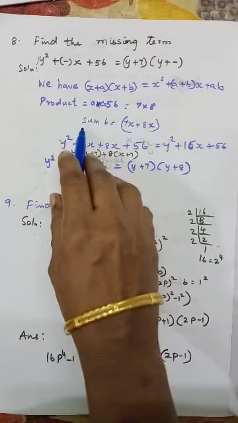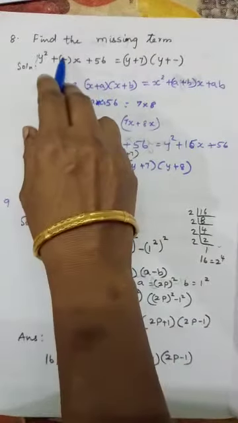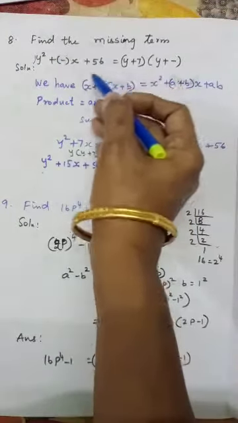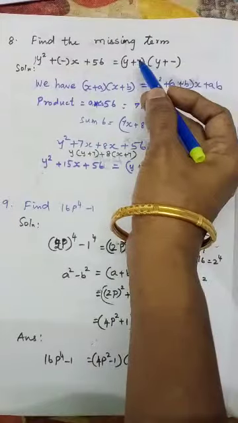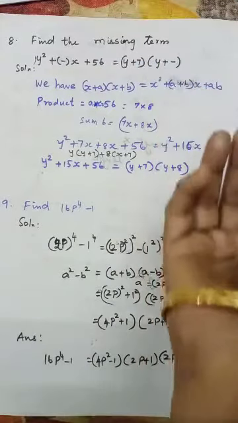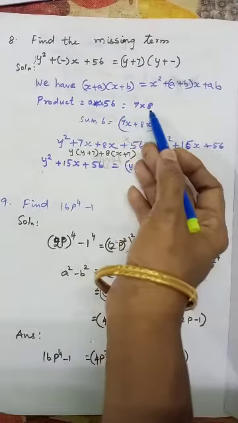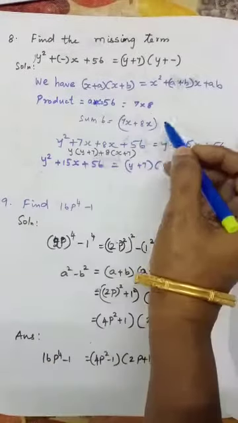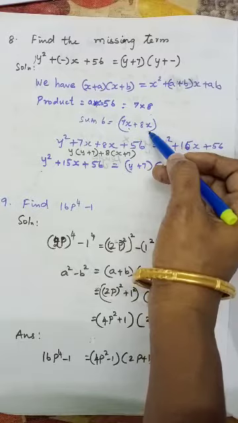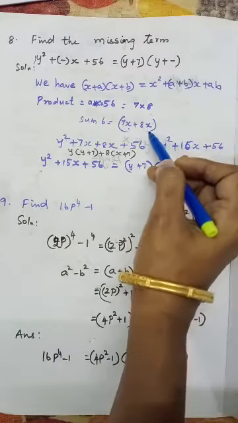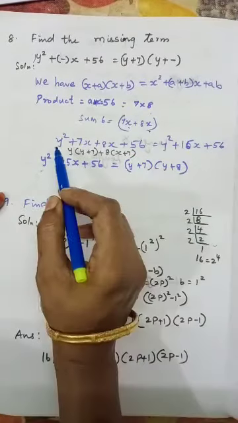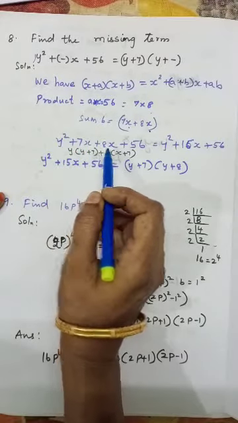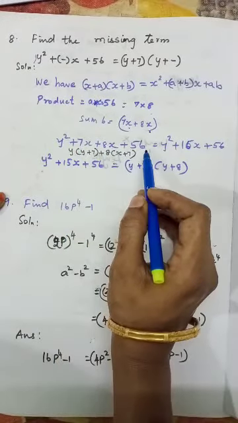Now the sum is b, which we don't know, we have to find. Write 7 into 8, 56. 7 8s are 56, we know, isn't it? So we are writing it as 7 into 8. So we can split this middle term as 7x and 8x. So y square plus 7x plus 8x plus 56.